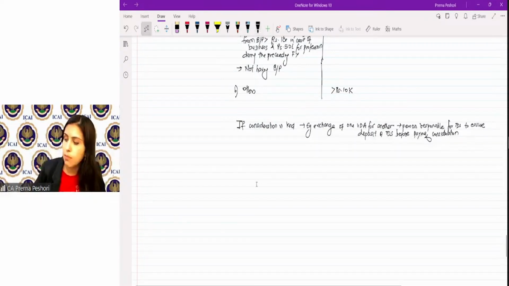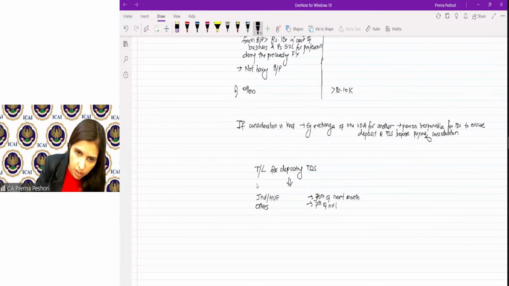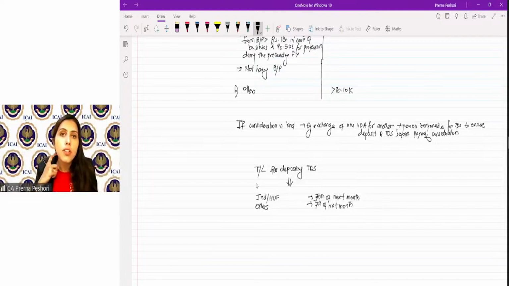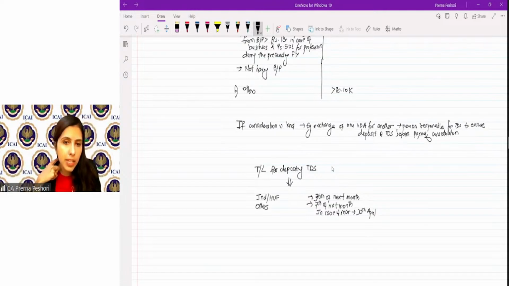Okay. So for time limit, you can just write down: time limit for depositing TDS. It is going to be, for individual or HUF, 30th of next month; for others, 7th of next month. For others, it is 7th of next month. Yes or no? And in the case of March, before 30th April. In case of March, 30th April, just like the normal TDS provision.